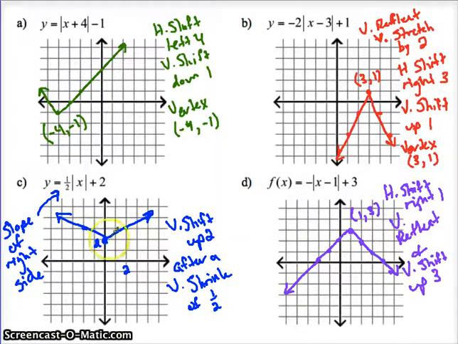So 1/2 created a 1/2 slope on the right here. The -2 created a -2 slope on the right side on this one. And that -1 technically created a -1 slope on the right side of this V shape.